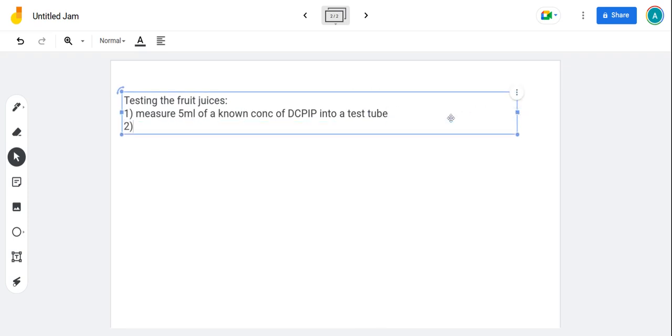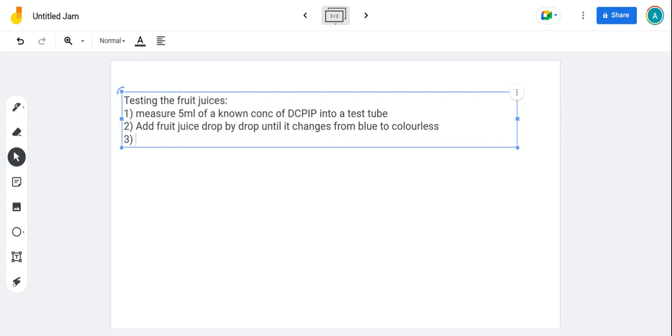And next, you're going to add your fruit juice drop by drop this time. You need to know how many drops it takes to change colour. So add fruit juice drop by drop until it changes from blue to colourless. Again, remember that's titrating, so you could say titrate the fruit juice into the DCPIP.